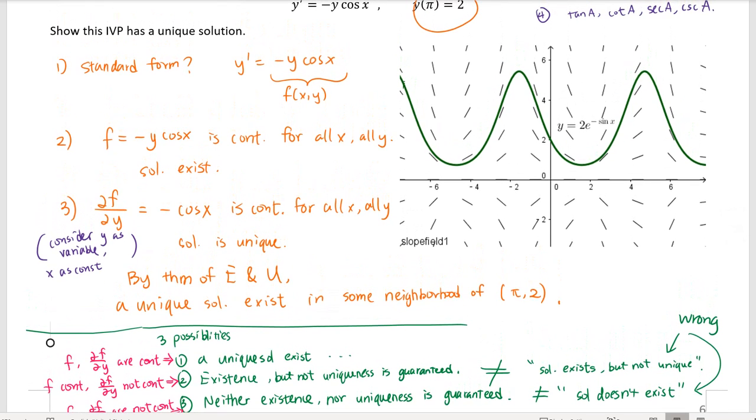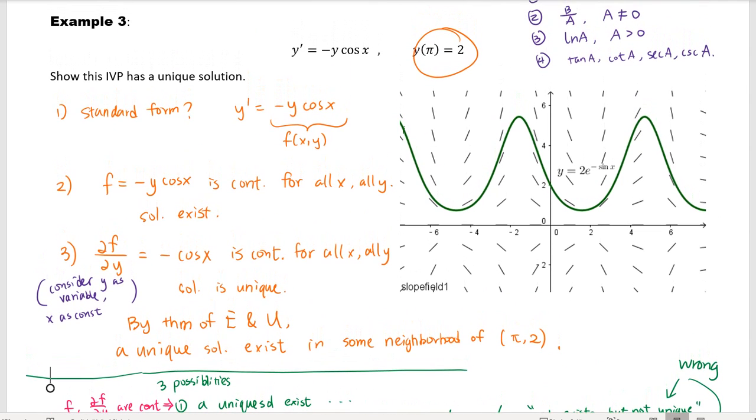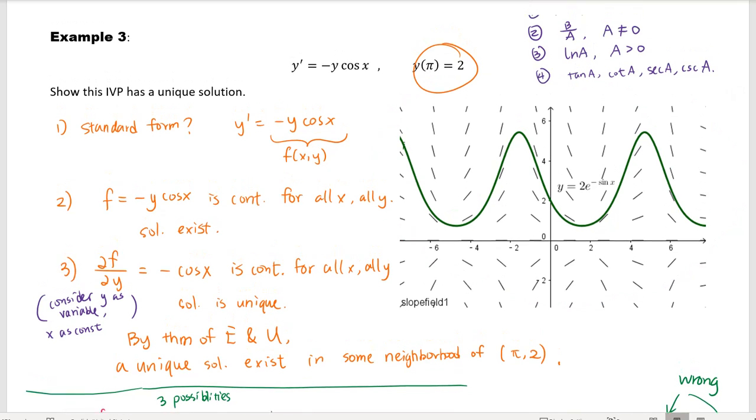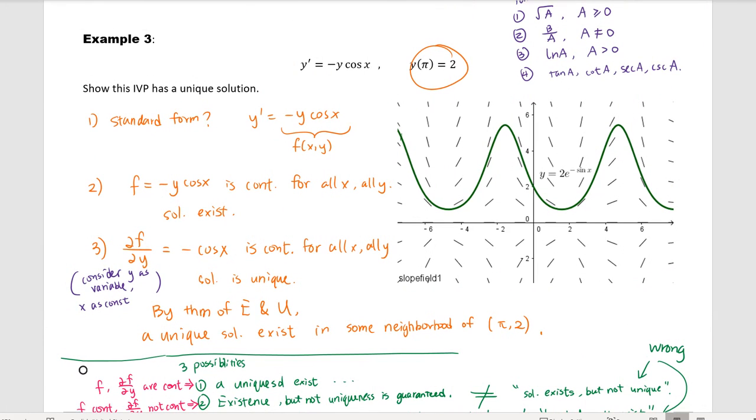And here I give you the picture of the slope field and the solution curves passing through the point pi, 2. You can see a unique solution exists, and this is the solution curve. The theorem of existence and uniqueness only tells us whether the solution is guaranteed to exist or be unique, but it cannot solve for the solution. To solve it, we need techniques that we will talk about in sessions 1.2 and 1.4.